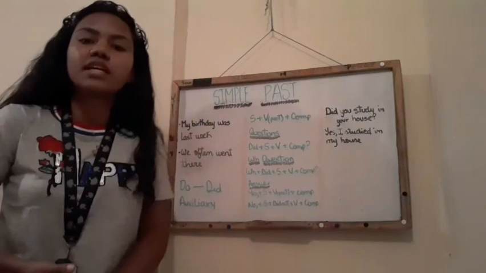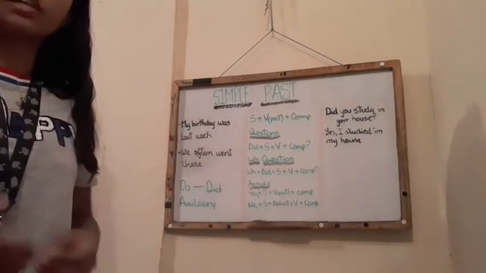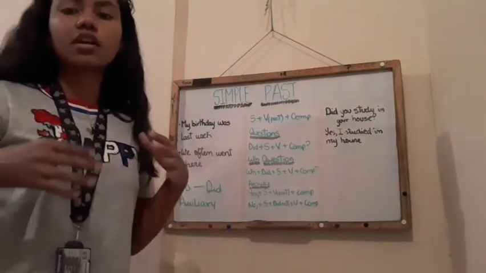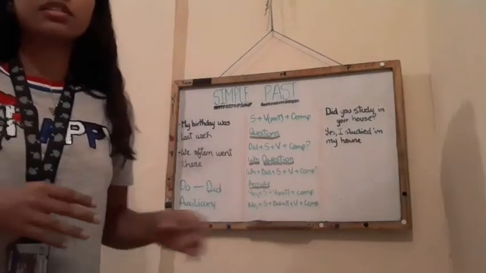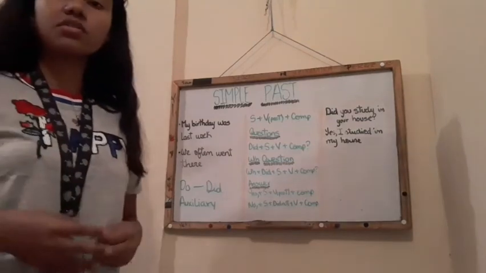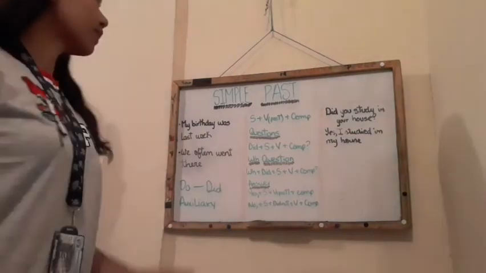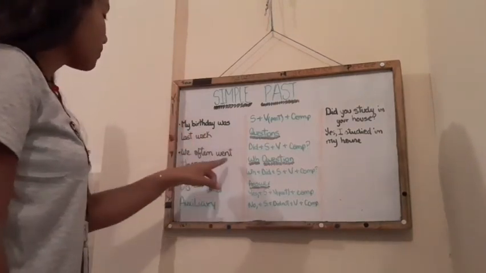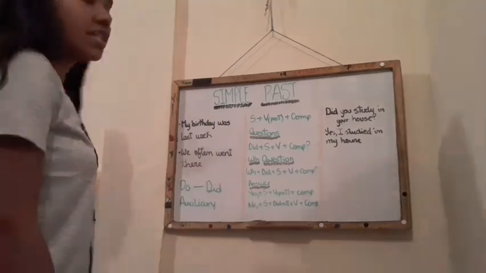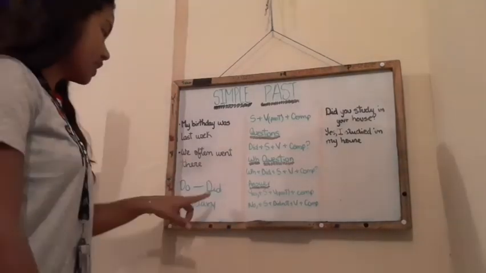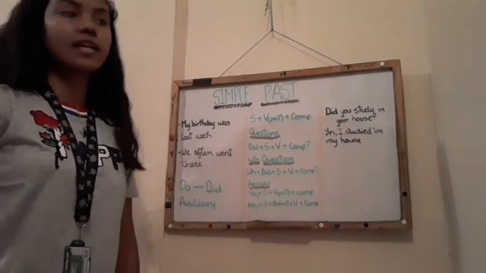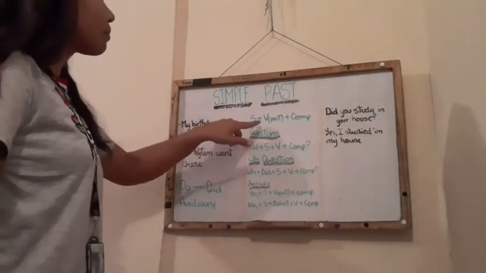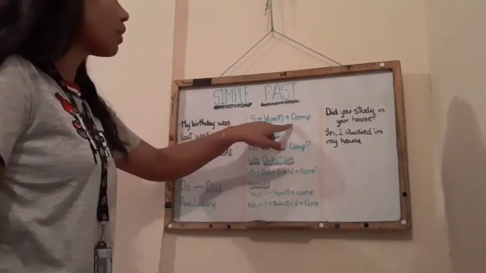Simple past is to talk about situations that started and ended in the past. Also to talk about habits or repeated actions that took place in the past, or to tell a story. For example, my birthday was last week, or we often went there. Do is the auxiliary in the present. Did is the auxiliary in the past. This is subject, plus verb in the past, plus complement.